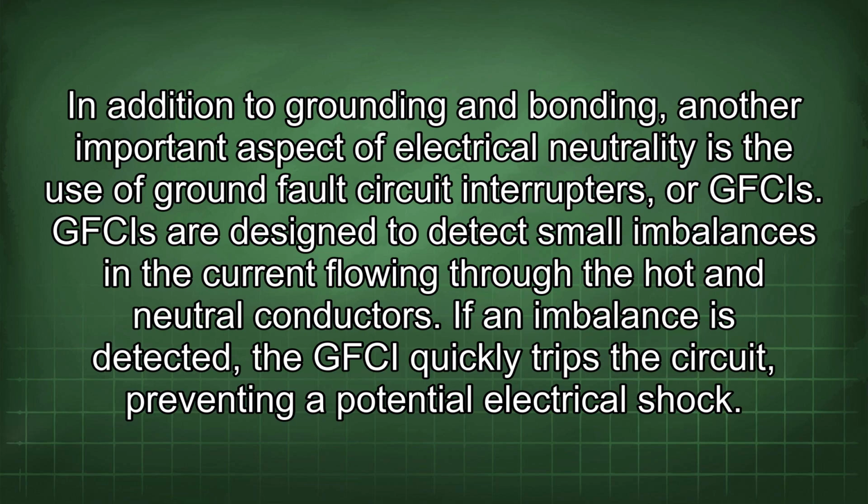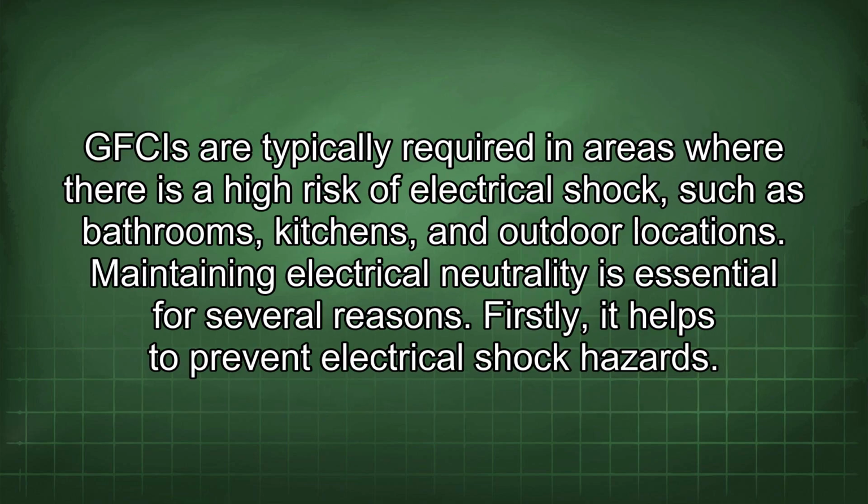In addition to grounding and bonding, another important aspect of electrical neutrality is the use of ground fault circuit interrupters, or GFCIs. GFCIs are designed to detect small imbalances in the current flowing through the hot and neutral conductors. If an imbalance is detected, the GFCI quickly trips the circuit, preventing a potential electrical shock. GFCIs are typically required in areas where there is a high risk of electrical shock, such as bathrooms, kitchens, and outdoor locations.